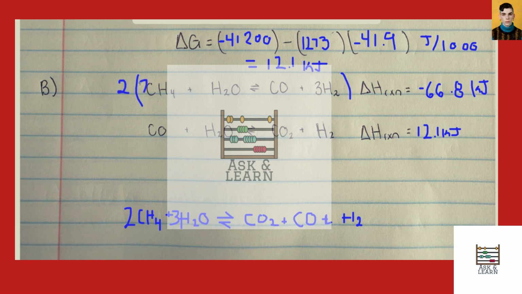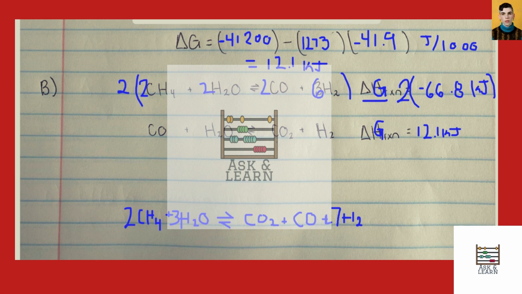So that will give us 2CH4, 2O2, 2CO2, and 6H2. Oh, and excuse me, we want a 7 here. All right, so by doing that, we also want to multiply this by 2, our delta H of reaction. And you know what? These should be delta G's. So sorry about that. It's one of those days.